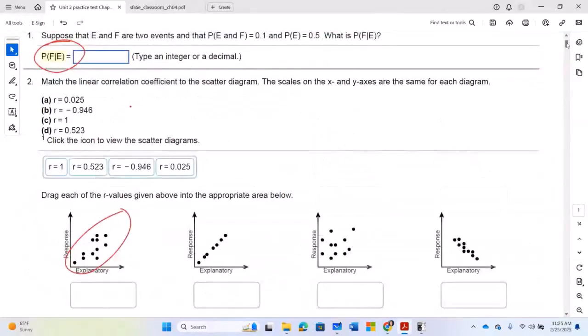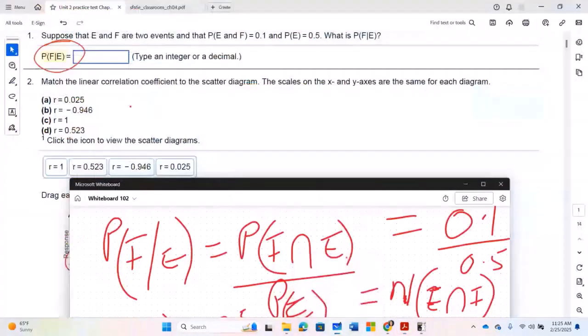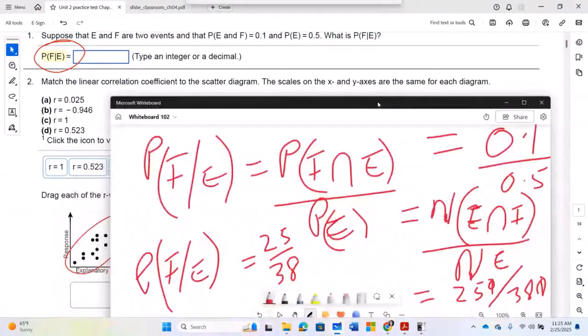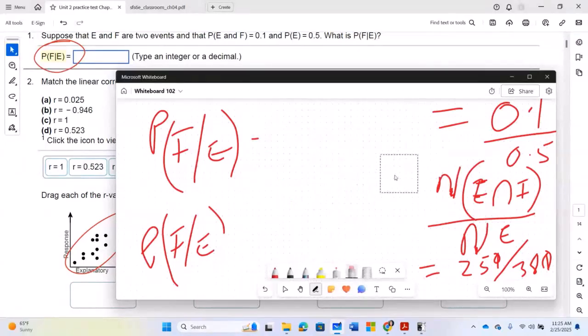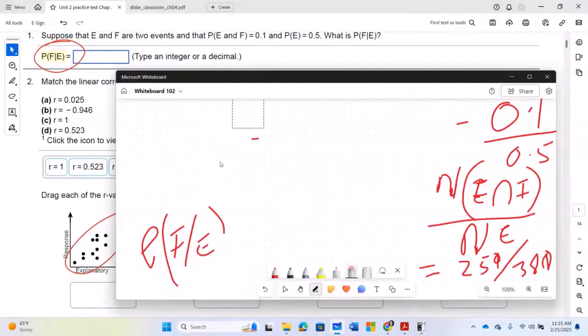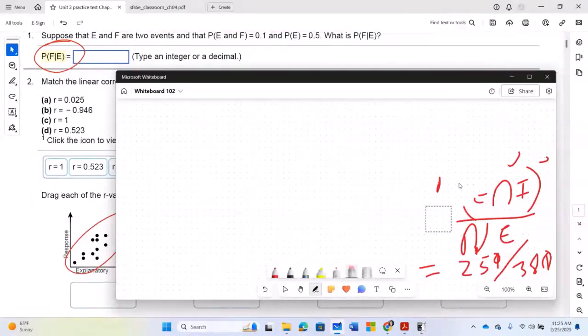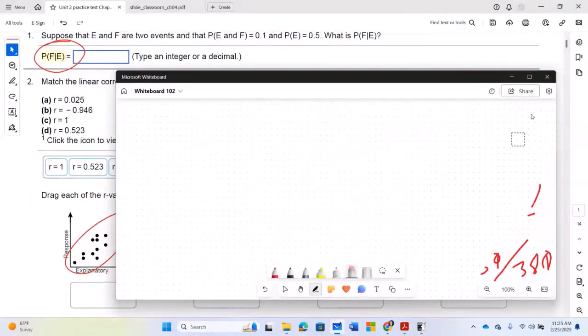question number 2. Before we start question number 2, we want to make sure we review the properties of R, not all of them, but some of them. The properties of R are in chapter 4.1, and then the calculations are in 4.2. We are not expecting you to use the formula. You can use your calculator to calculate the coefficient of correlation.